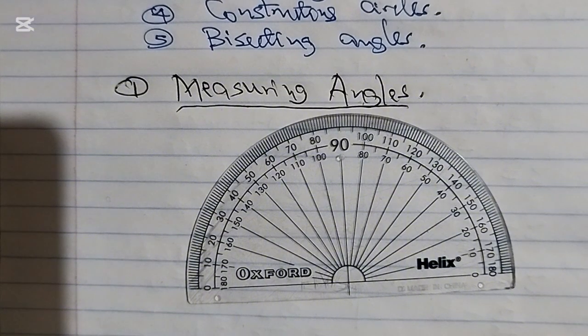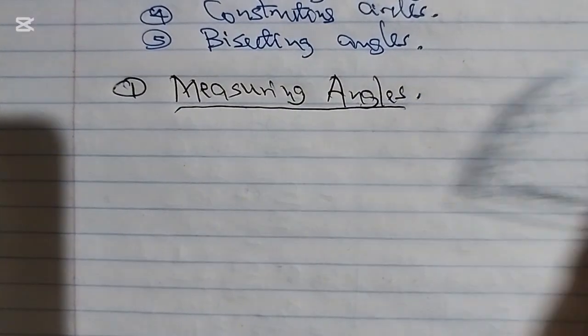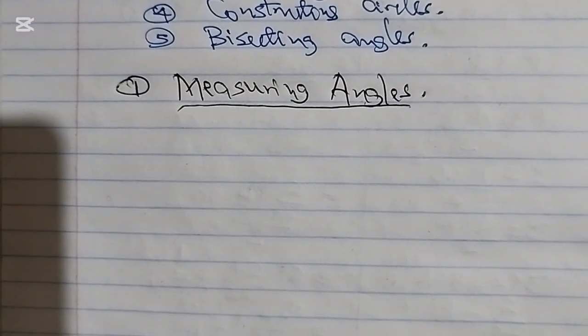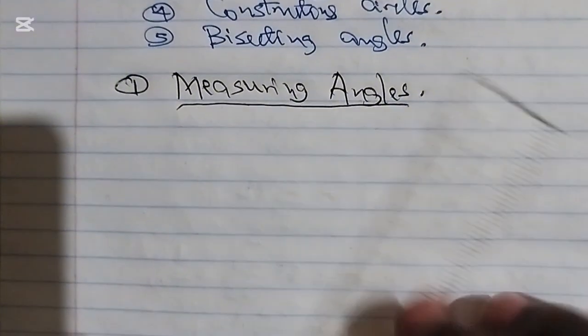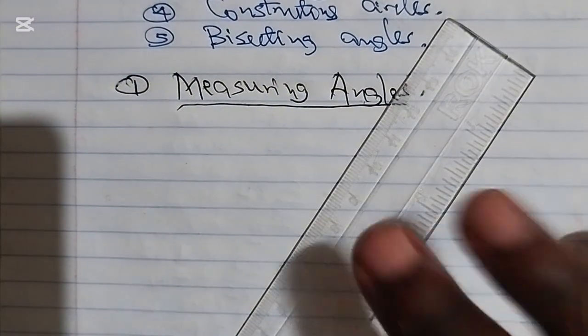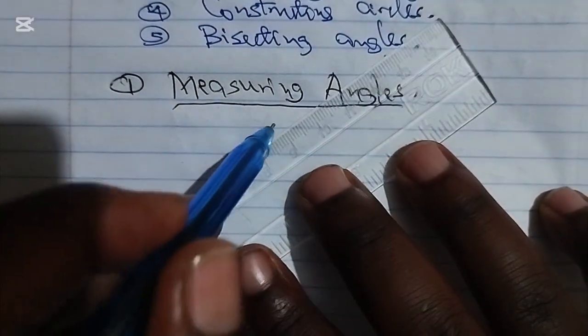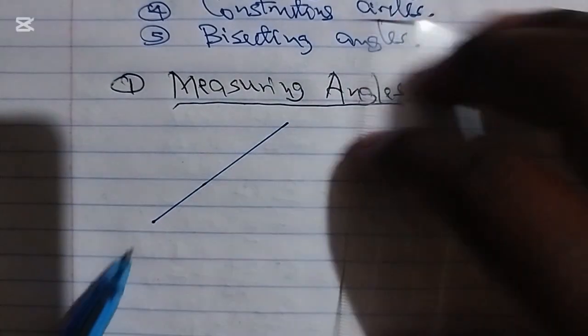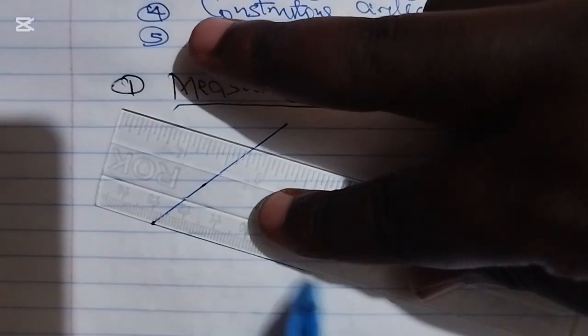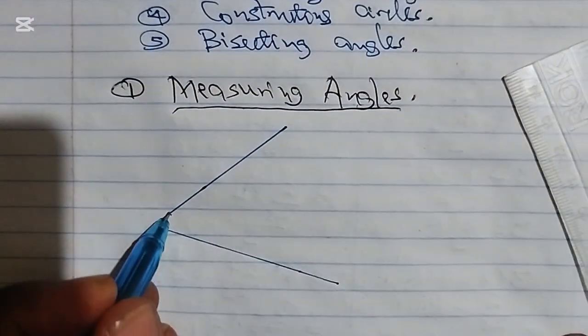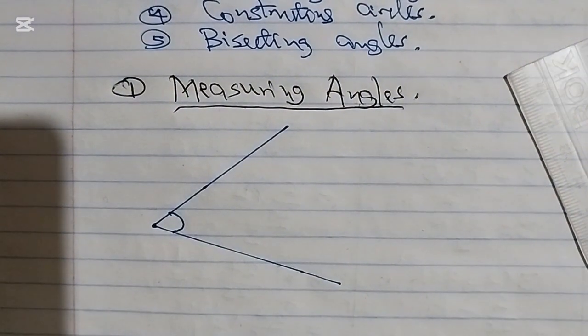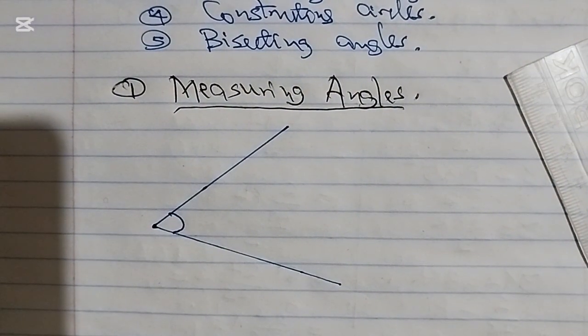So in some cases you can measure using the outer scale, or rather using the inner scale. Let us look at an example. If you have this as your angle, assume this is your angle here. And in an exam you've been told to measure the size of that angle. How do you measure the size of that angle?